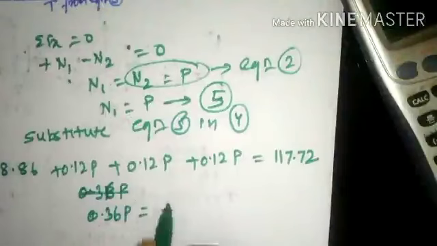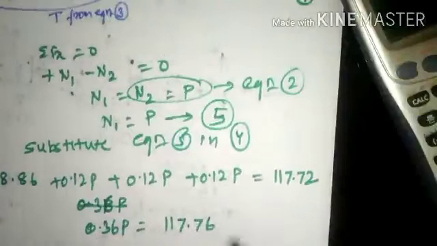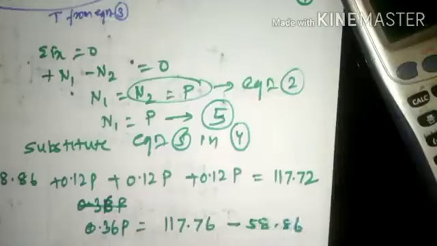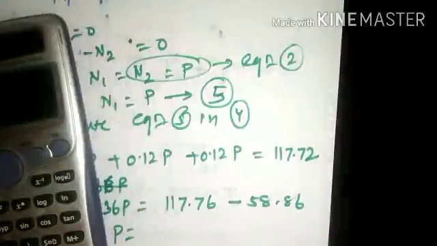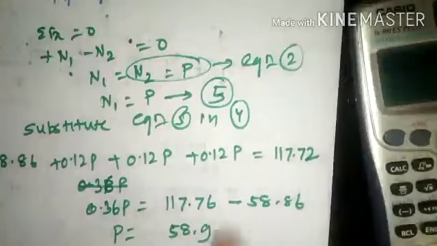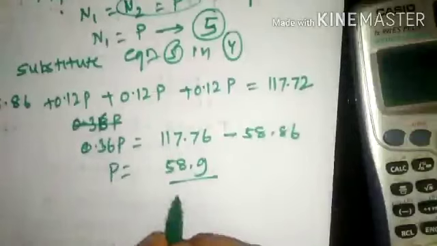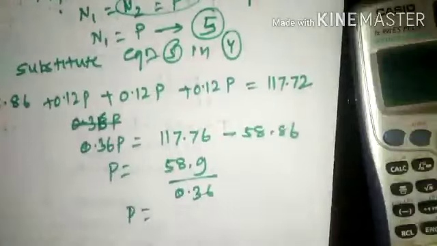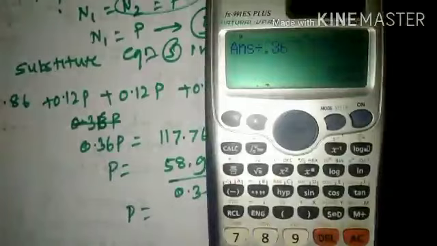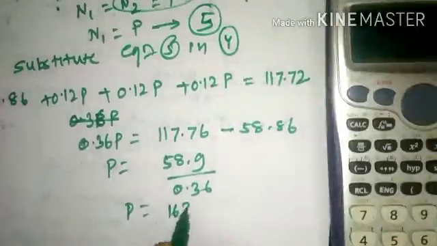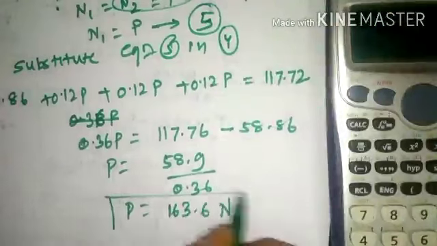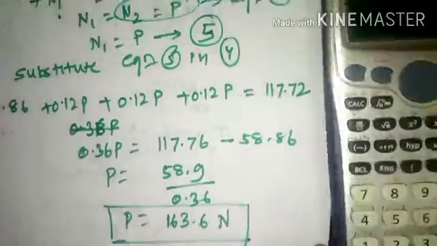0.36 times of P is equal to 117.72 minus 58.86. So the P value will come out to 117.72 minus 58.86, which is 58.86, divided by the coefficient of P, which is 0.36. So the P value shall come out as 163.6 Newton. So this is how we are supposed to find out the value of P.